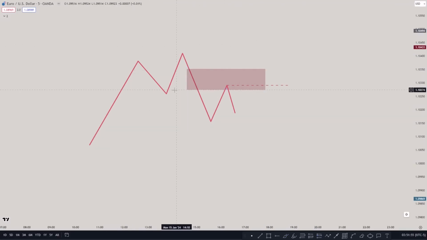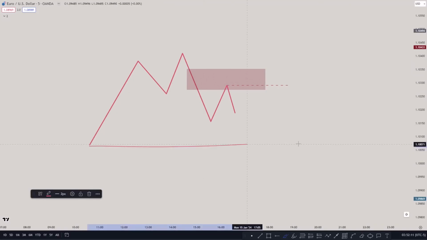I want to see a change of character after the sweep and then a fair value gap created with a high inside it or with a high below it. When I have this, I can rely on this fair value gap as a high probability one only before the main draw in liquidity is taken. So if the draw in liquidity here is taken, then price is going up. I'm not going to be taking the setup.